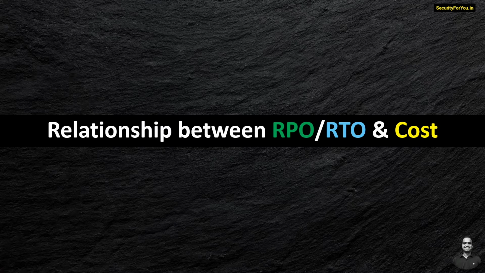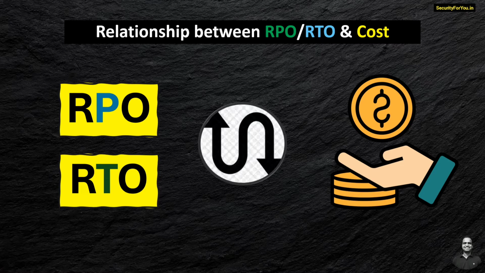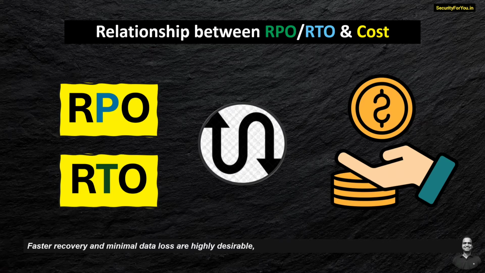What is the relationship between RPO, RTO and cost? There is an inverse relationship between RTO, RPO and cost. Faster recovery and minimal data loss are highly desirable, but achieving them requires significant investment in infrastructure, technology and training. Businesses should conduct thorough research to find the optimal balance between desired recovery goals and achievable costs based on their resources.